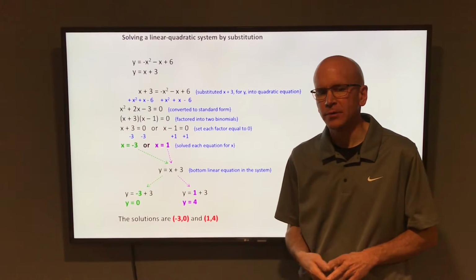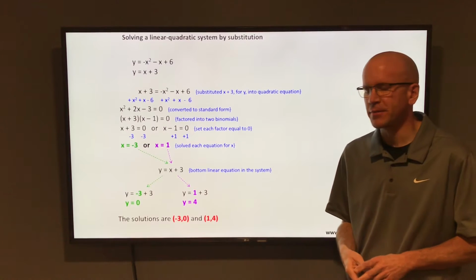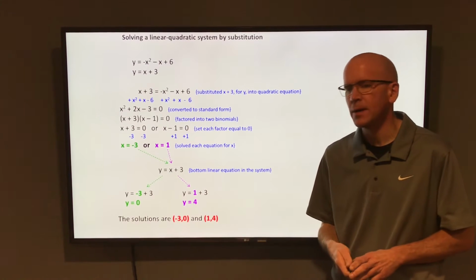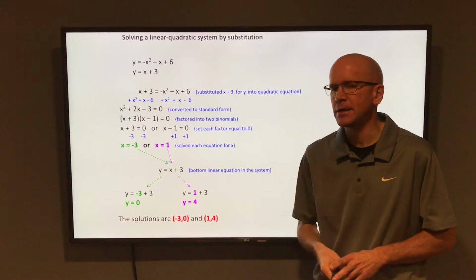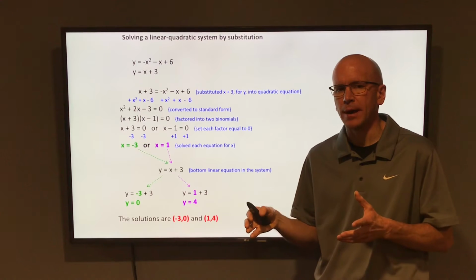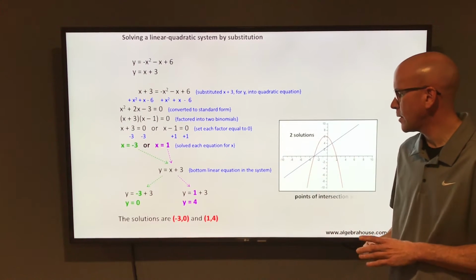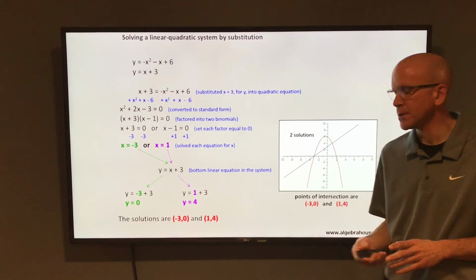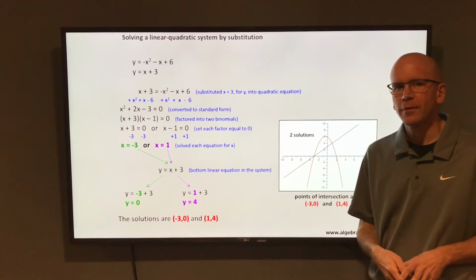That's another point of intersection, 1, 4. So this system has two solutions, 2 points of intersection. They are negative 3, 0, and 1, 4. When I graph this system, when I graph the quadratic equation and the straight line, you're going to see the straight line and the parabola hit in two places. These 2 points, negative 3, 0, and 1, 4. So you can see the points of intersection are negative 3, 0, and 1, 4.